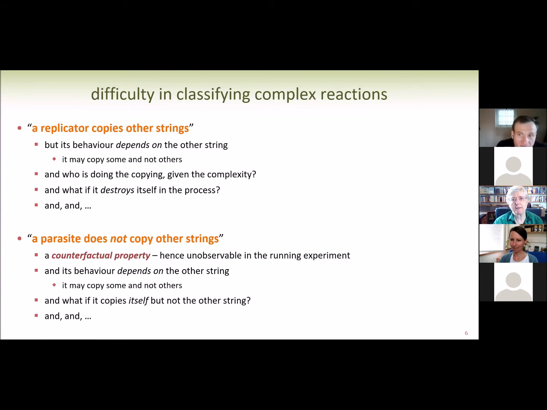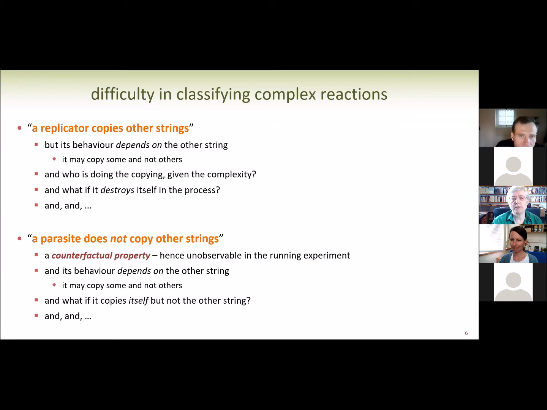We want to classify all these reactions in order to understand how parasites are evolving and what they're doing. So we need definitions of replicator and parasite that cope with all this complexity. But if we try and do something simple, like a replicator copies other strings, actually its behavior depends on what the other string is. It may copy some and not others. And actually, with all this execution pointer flipping around, who's actually doing the copying? The copy code can be distributed between the two strings.